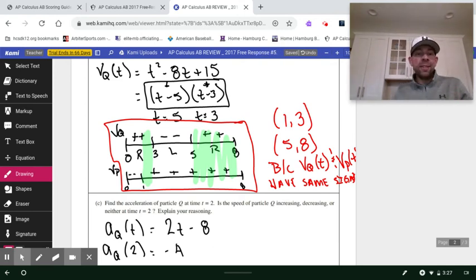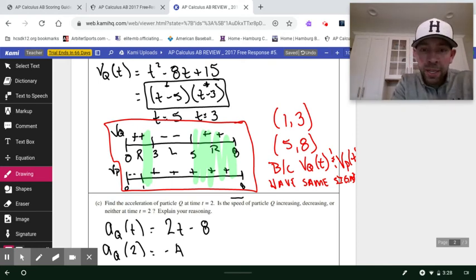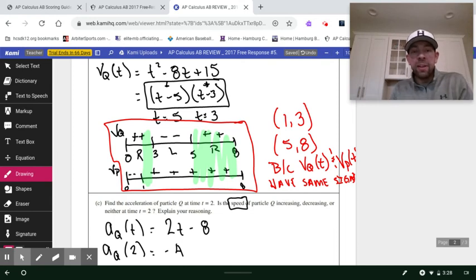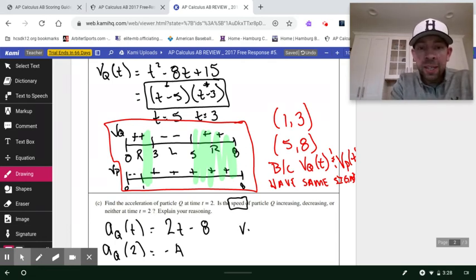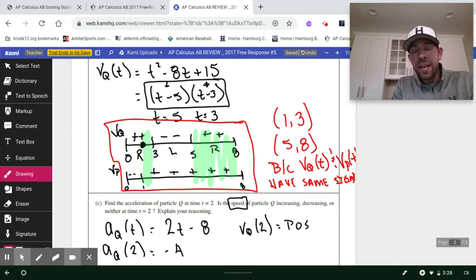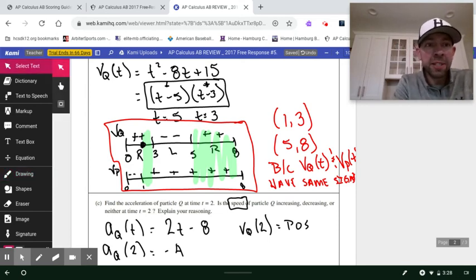Now, unfortunately, that doesn't answer the question of speed in and of itself. See, the key with speed is that you want to compare the velocity sign with the acceleration sign. And when I mean sign, I'm thinking positive or negative. So what do you know about the velocity of Q at t equals 2? Well, from that sign chart we made, see how 2 sits right in here, we know that it's positive. And you could be more exact if you want to be. You could actually substitute the 2 into that function, but all we need to know is that it's positive.